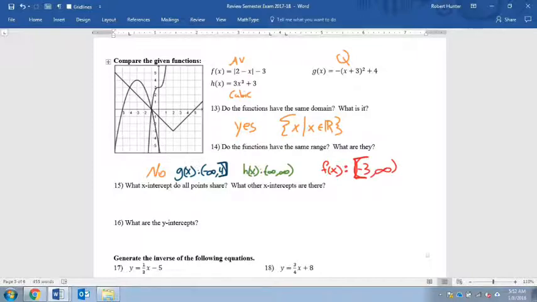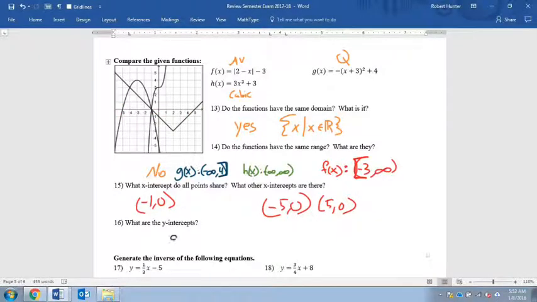What x-intercepts do all points share? Well, they all share one right there at negative 1, 0. Negative 1, comma 0. What other x-intercepts are there? Well, you got one over here at negative 5, 0, and you got one over here at positive 5, 0. What are the y-intercepts? Well, the y-intercepts are all over the place, so we're going to have to do those separately again.